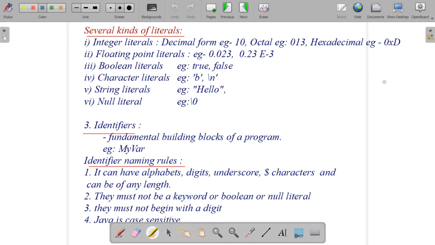The next one is octal integer literal. Octal means a decimal value is converted into octal. There it starts with 0. It begins with 0. Examples like 012 and 023 are octal form.